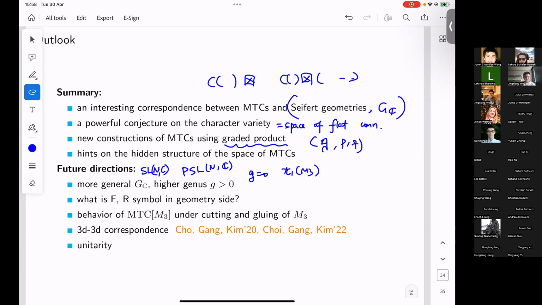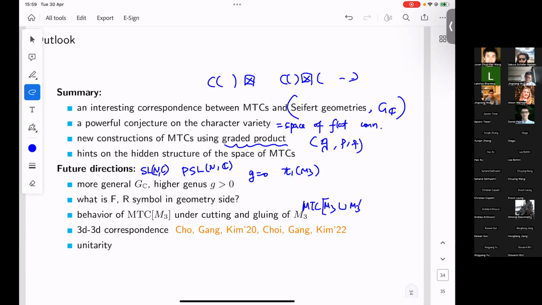Another thing that would be very nice to figure out is this: people understand a lot about 3D topologies. You can do all sorts of cutting and gluing techniques to construct new geometries. And I don't know what happens on the MTC side. If you have M3 and you do some kind of operation and you get another M3, what is it in terms of MTC of M3 and MTC of M3 prime?